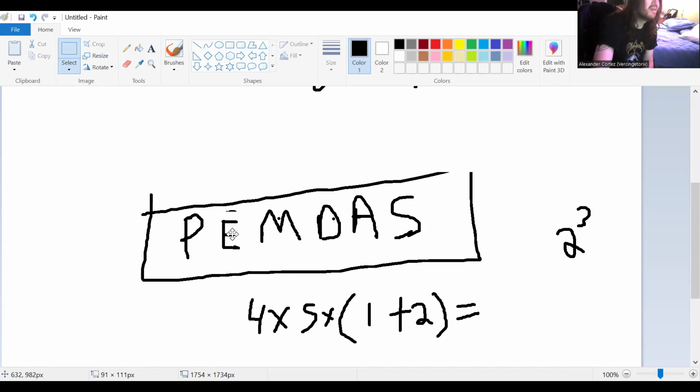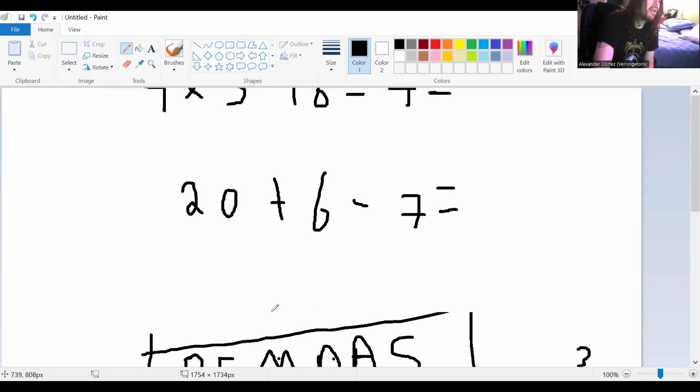I'm tired. So it's parentheses, exponents, multiplication, division, addition, and subtraction. Right? And again, the exponents is like 2 to the 3rd power, 2 to the 5th power, right? And 2 to the cube is really 2 times 2 times 2. And that's what the exponents are.